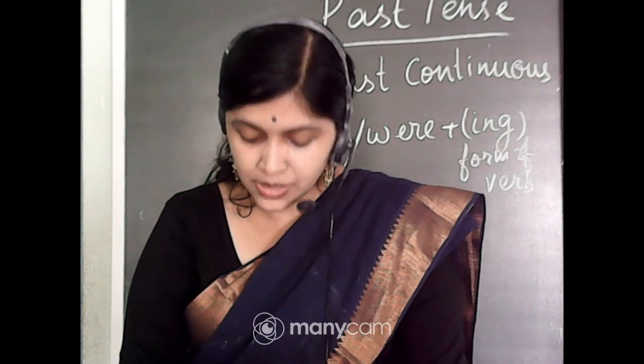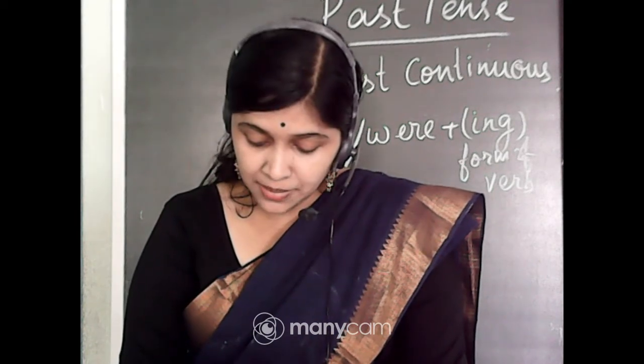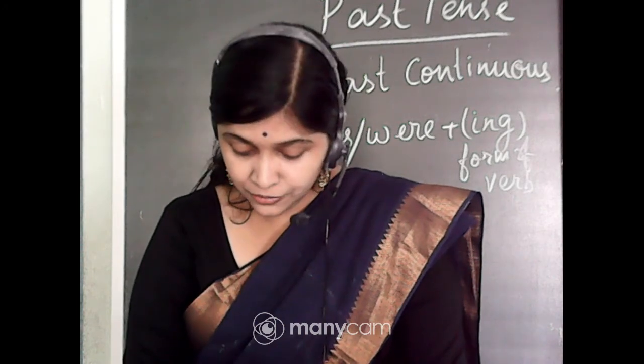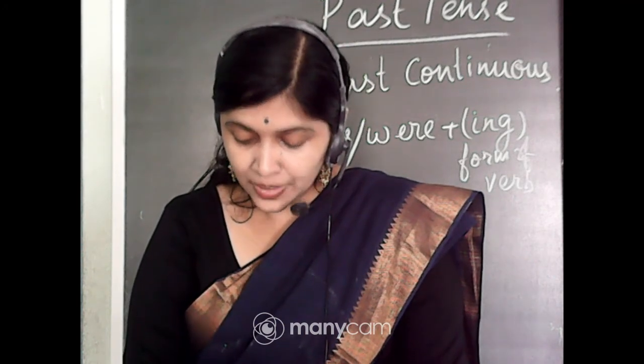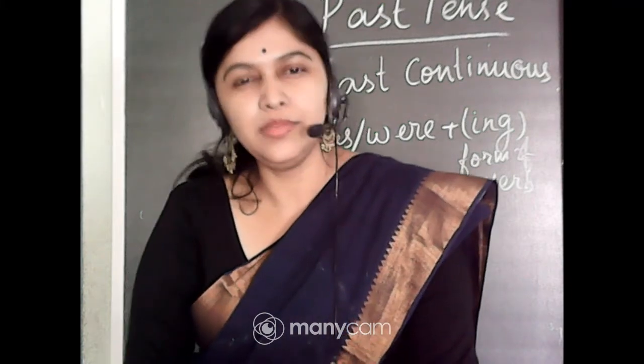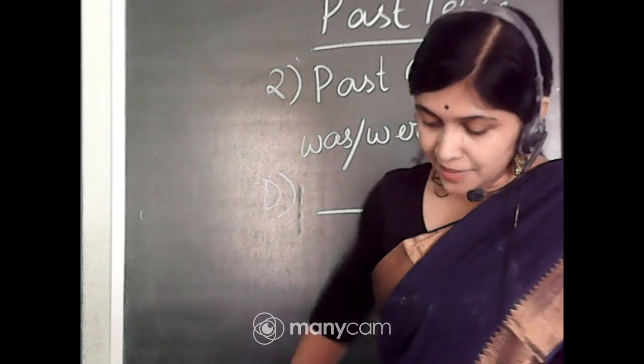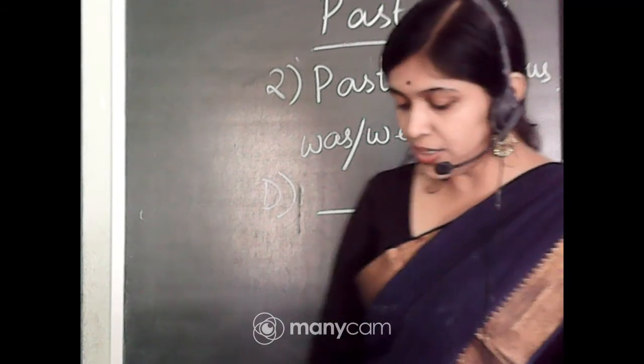The spectators were shouting with excitement. Both the teams were running all over the football ground to control the ball. It was a wonderful game. Done? Okay. You can do it on your own. Fill in the blanks with the past continuous tense. This one is also very easy.